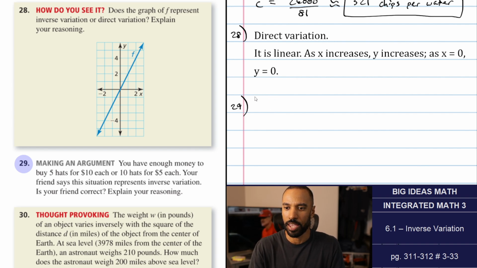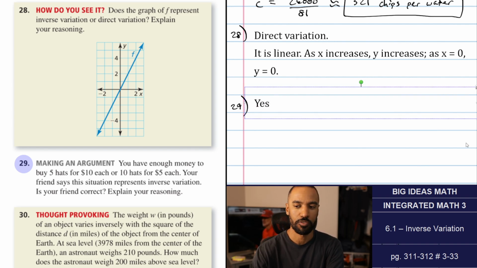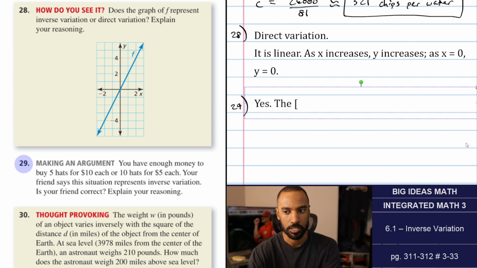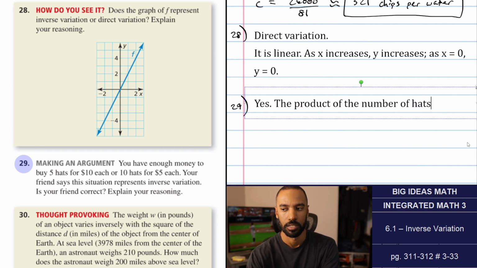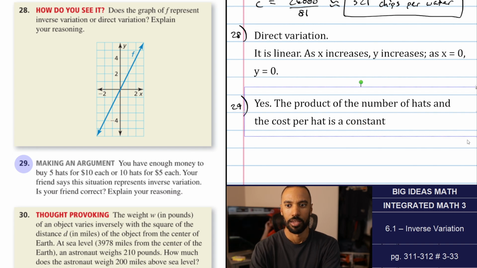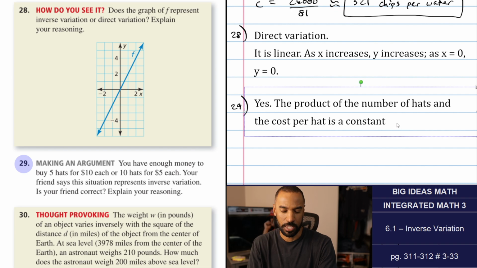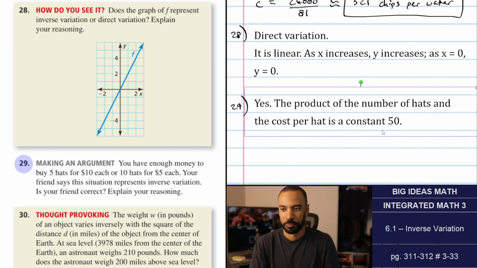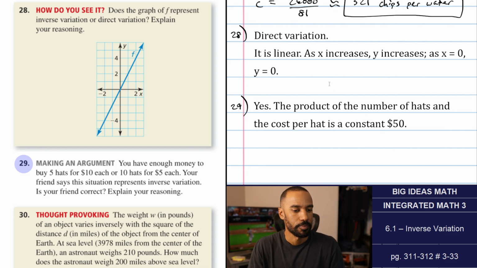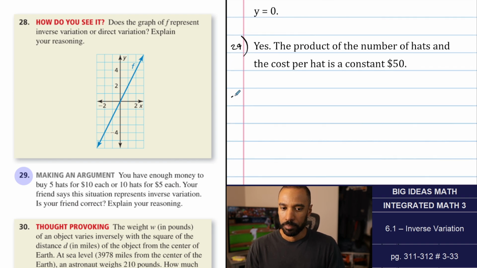This is absolutely inverse variation. Now, this is inverse variation for two reasons. I mean, this isn't a how-do-you-see-it question, though. As x increases, y decreases is part of what I'm seeing here. This is also the product. The product of the number of hats and their cost per hat is a constant: $50. That's right, $50. Okay. Number 30.